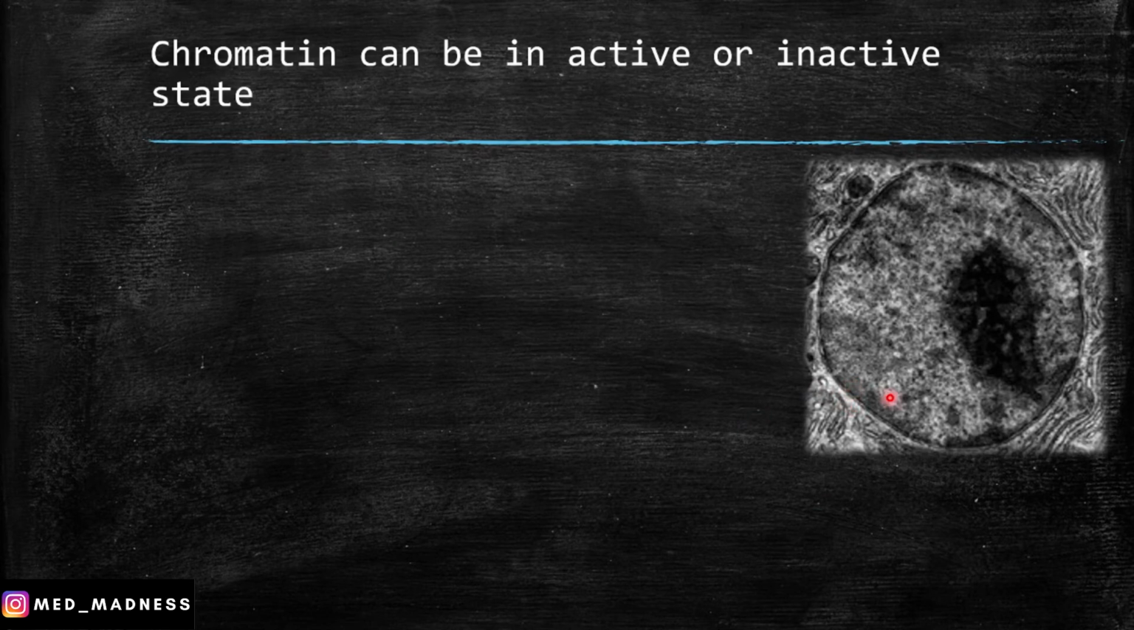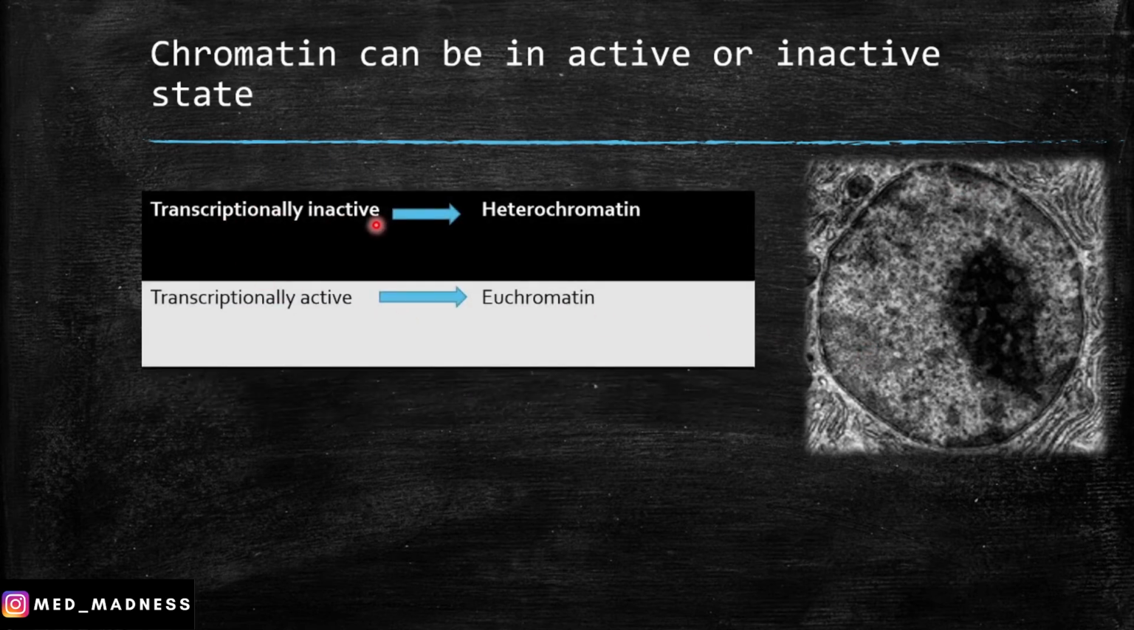The chromatin can be in an active or inactive state. Very important point. You can see some dark areas here and some light areas here. In these dark areas, the DNA is transcriptionally inactive. That is, the DNA cannot be made into RNA. This region is called heterochromatin. The light areas are transcriptionally active regions, which is called euchromatin. And this dark area is a nucleolus, very rich in RNAs.